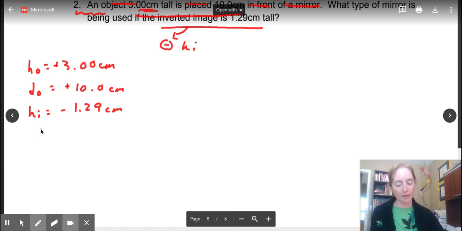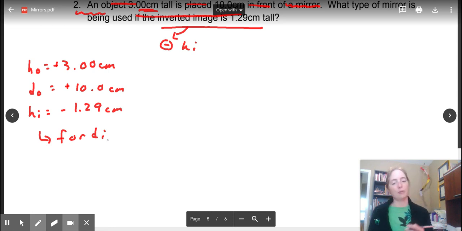Okay. So, ladies and gentlemen, let's start out by finding either F or DI. Remember that you can use the characteristics of the image to determine what it's going to be. Well, I already have HO, DO, HI, so I'm going to have to solve for DI anyway if I want to use my other equation. So I'm just going to solve for DI. I'm going to save myself a bunch of work.